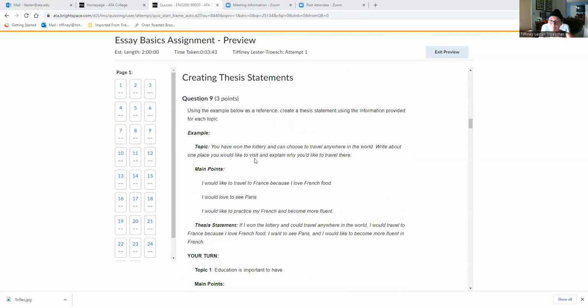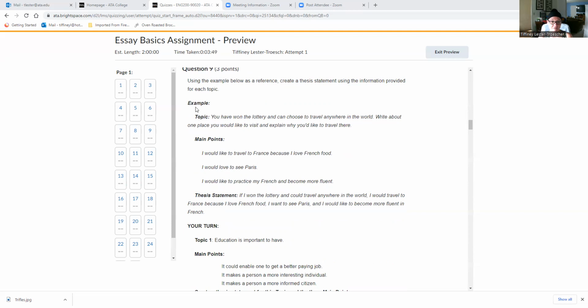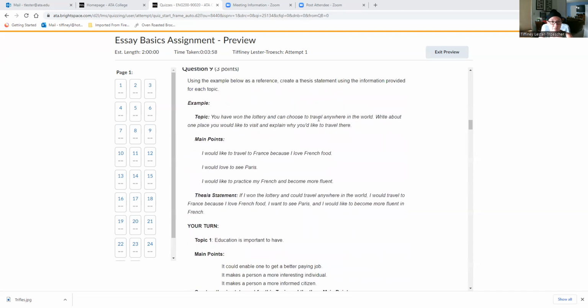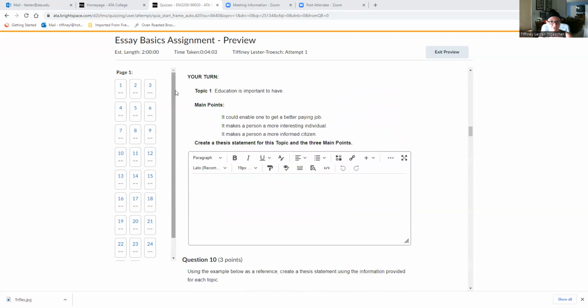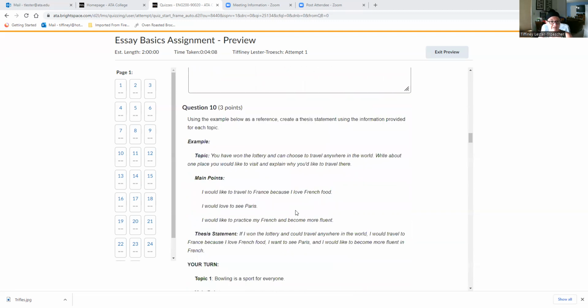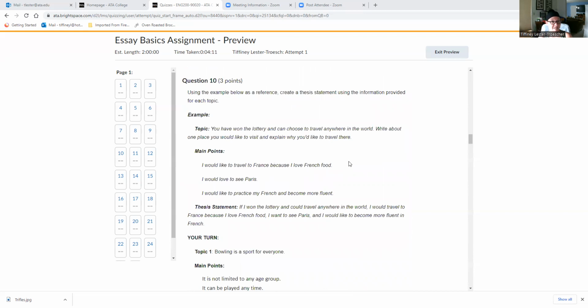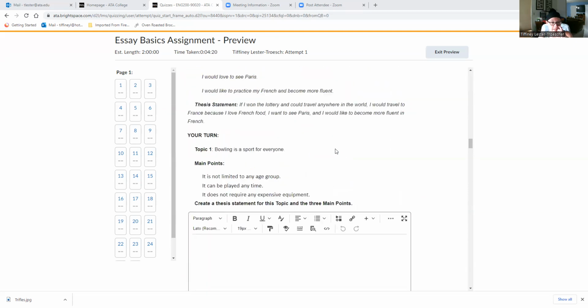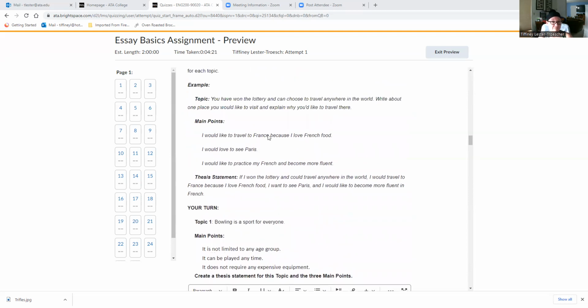And then you're going to have some practice at creating thesis statements. So I give you an example here, and the example shows the topic, it shows the main points, and then it shows how we take the topic and the main points to create the thesis statement. So then it'll be your turn. Topic, main points, and now you create the thesis statement. Same thing here in number 10, right? I give you the example again, and then your turn. Topic, main points, now you create the thesis statement. Pay attention to the example. It will help a lot.